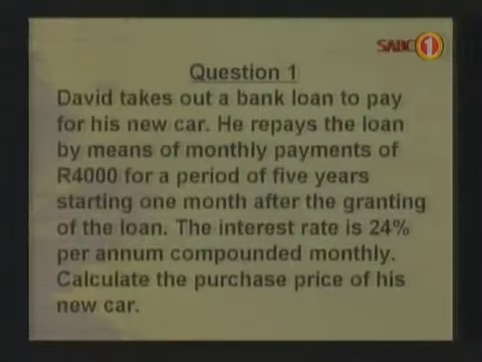Okay, now Nelson, let's read the first question with present value annuities. Do you want to read this? Let's have a look. David takes out a bank loan to pay for his new car. He repays the loan by means of monthly payments of $4,000 for a period of 5 years starting 1 month after the granting of the loan. The interest rate is 24% per annum compounded monthly. Now the question is, calculate the purchase price of his new car.